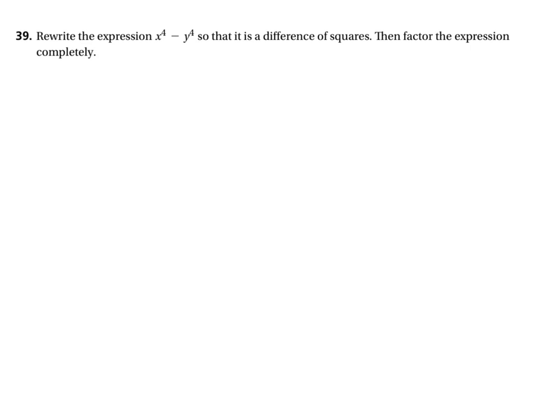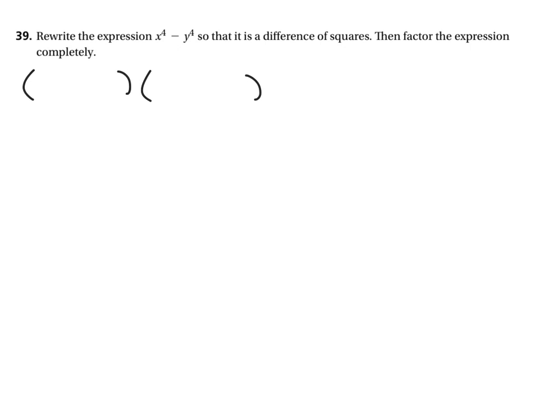This is quite a cool question. I actually quite appreciate this one. Rewrite it so that it is the difference of squares, meaning, let's take a look at that. What did they give us? X to the fourth minus y to the fourth. Those are perfect squares. So this is the difference of two squares.